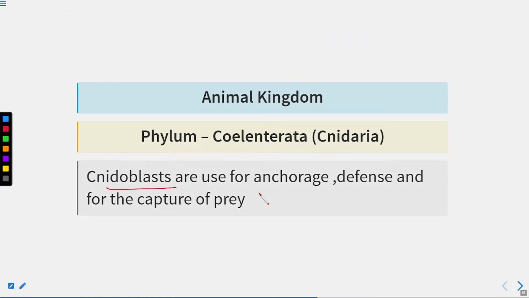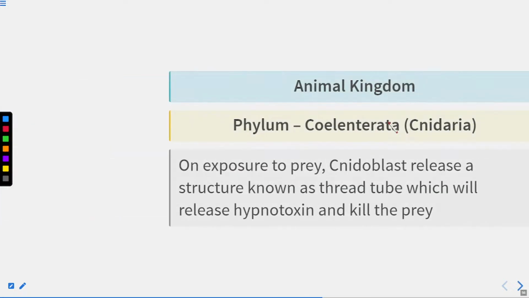The cnidoblasts are used for the anchorage, defense and capture of the prey. So this is used for the defense mechanism and also to capture some prey. Sometimes this cell is also used to get anchorage to some substratum, right? So this is a very, very important cell, the cnidoblast cell, and it is a peculiar cell that is present in the phylum Cnidaria.